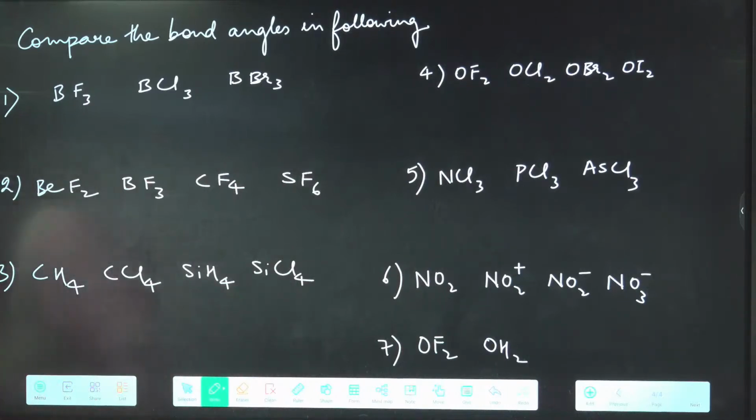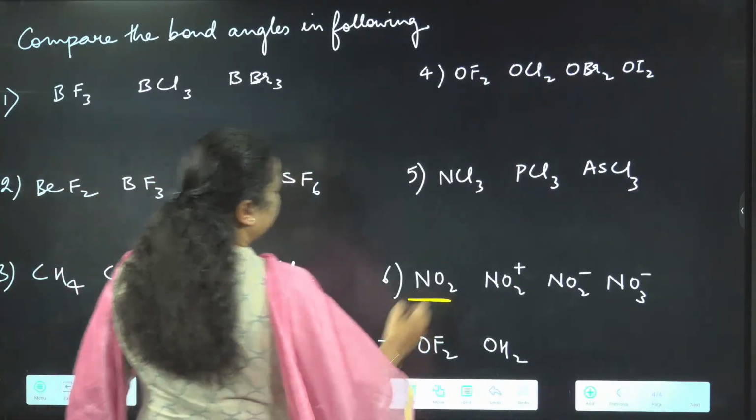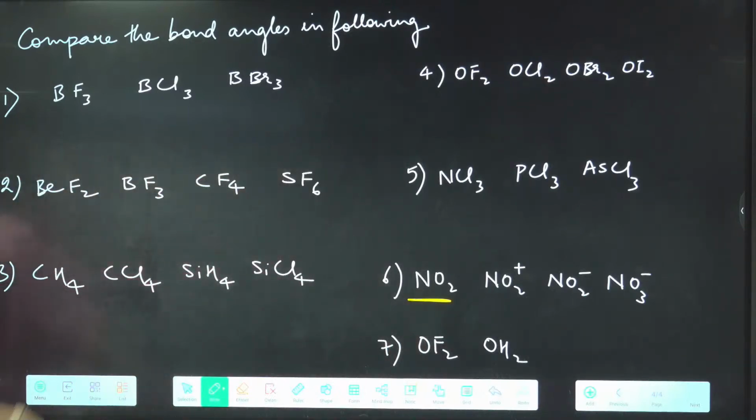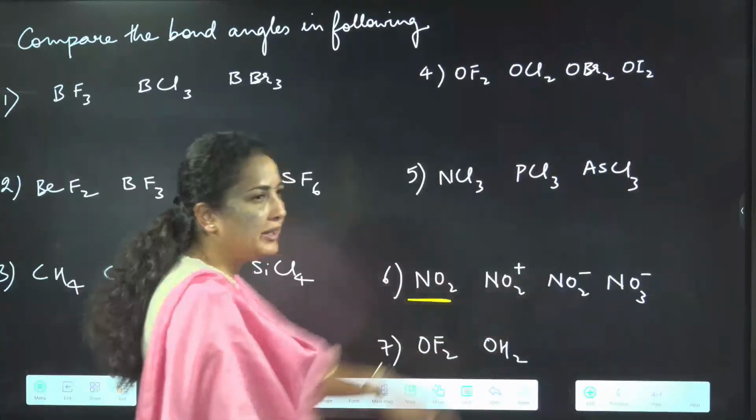Please do them. I'm giving you 5 minutes of time. Please utilize it, and hopefully you'll be able to do that. In the sixth one, except for NO2, because that is an odd electron species, for that you can leave. For the rest of them, at least you can arrange. Right?